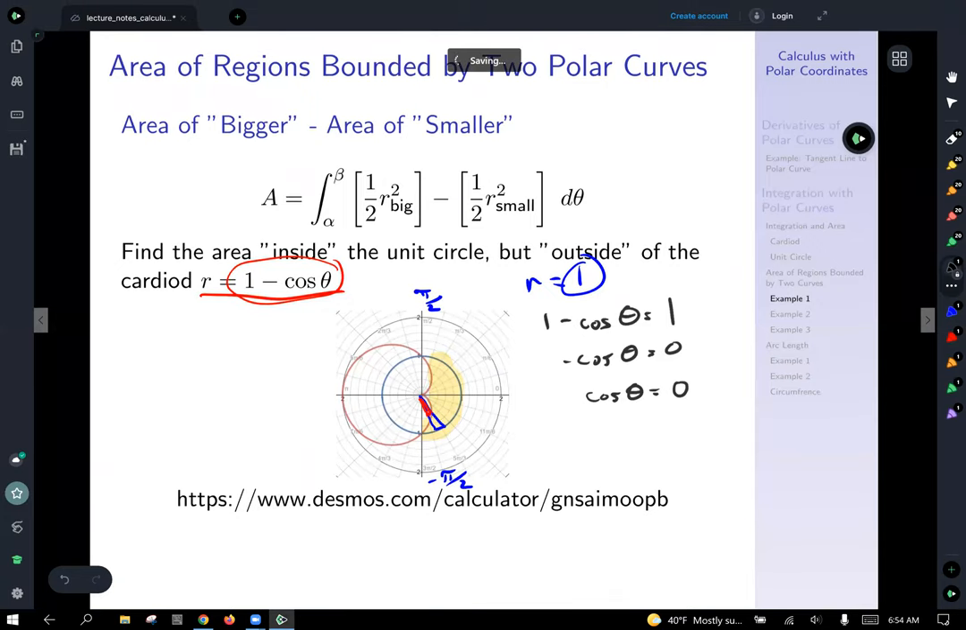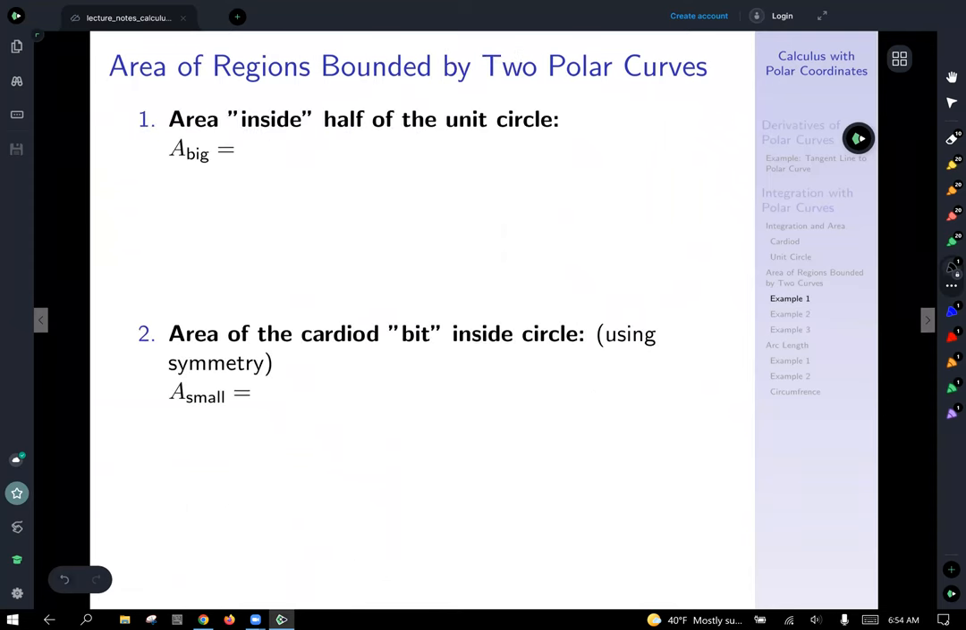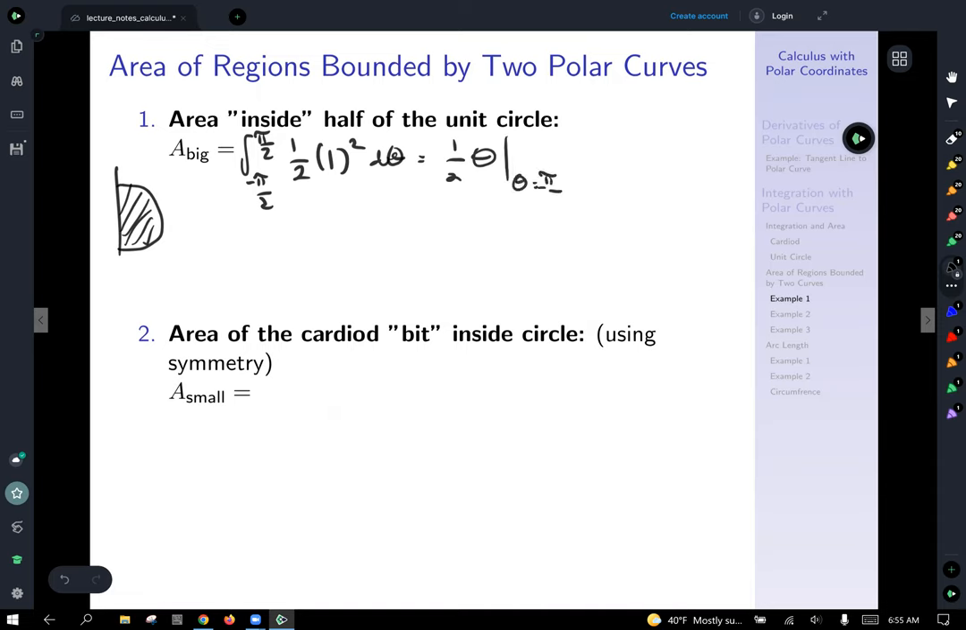Okay. So now we're ready to do this thing. So the area of our big area, what is that? Well, that's going to be the half of our unit circle. We want to calculate that area. That's going to be from negative pi over 2 to positive pi over 2 of 1/2 r squared. Well, the radius of this is just the unit circle, so it's 1 squared d theta. And as we do that, we get 1/2 theta as the result of that integral. And then we're going to evaluate that from theta equals negative pi over 2 to positive pi over 2.